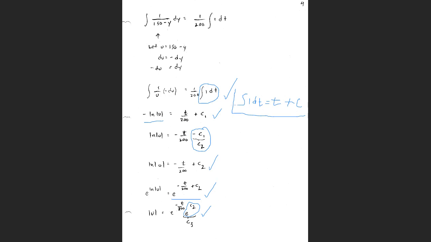All right, now, what do you think I should do with this variable u? What might I want to do at this stage? Am I really interested in solving for the variable u? Is that the variable I'm interested in? I'm really interested in solving for the variable y. So what should I do at this stage with u? That's right, Tina. Put 150 minus y back in for u, and that's what I'll do.